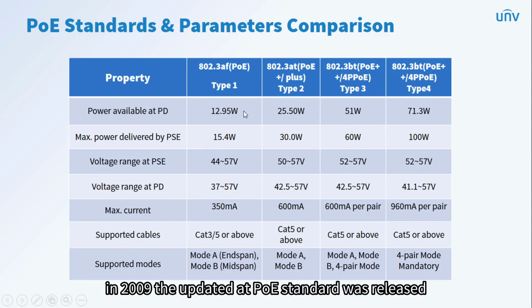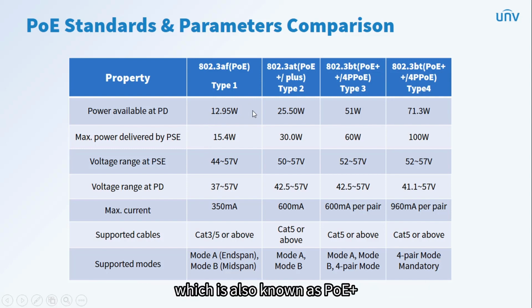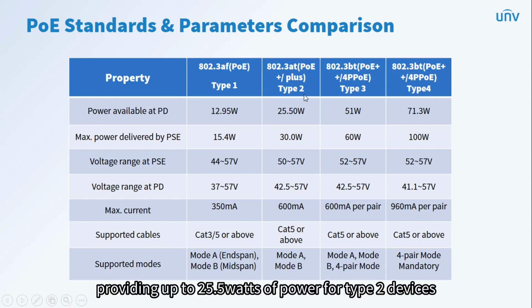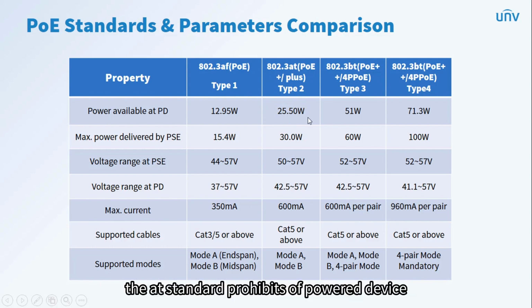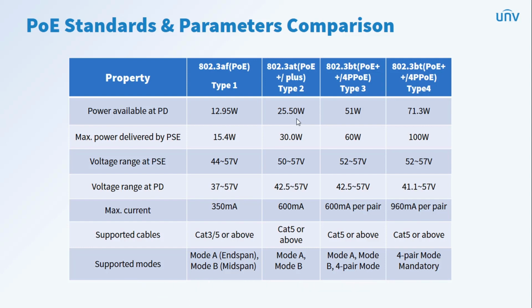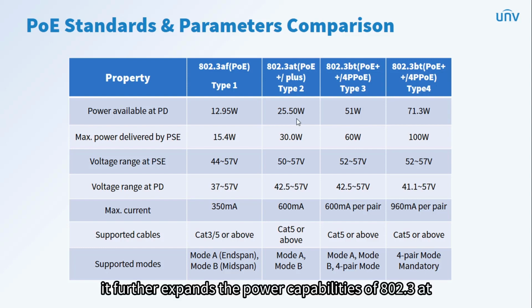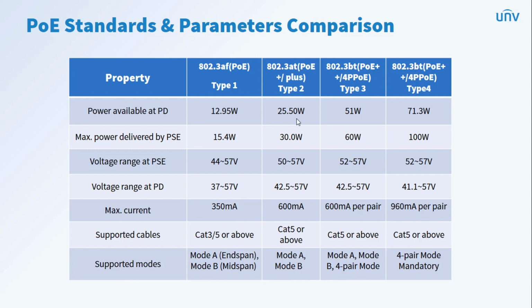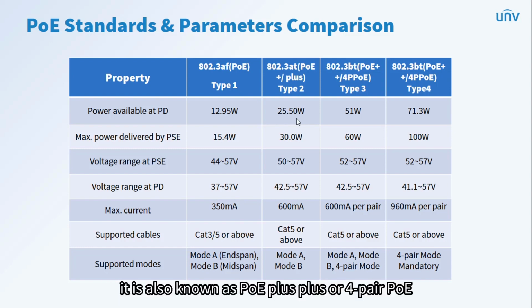In 2009, the updated AT PoE standard was released, which is also known as PoE Plus, providing up to 25.5 W of power for Type 2 devices. The AT standard prohibits a powered device from using all 4 pairs for power. The BT standard was released in 2018. It further expands the power capabilities of 802.3 AT. It is also known as PoE++ or 4-pair PoE.